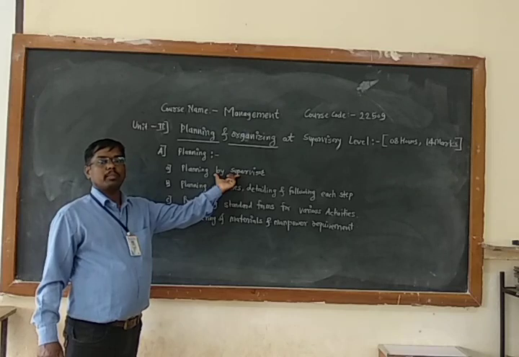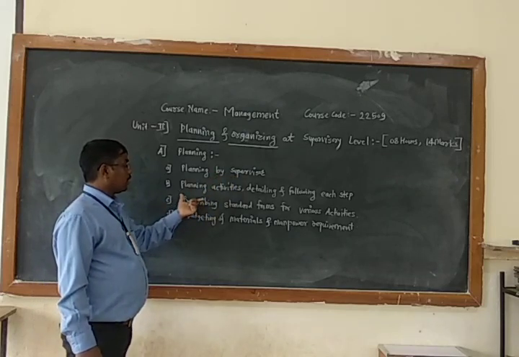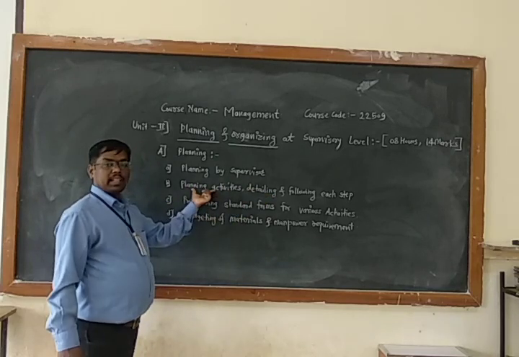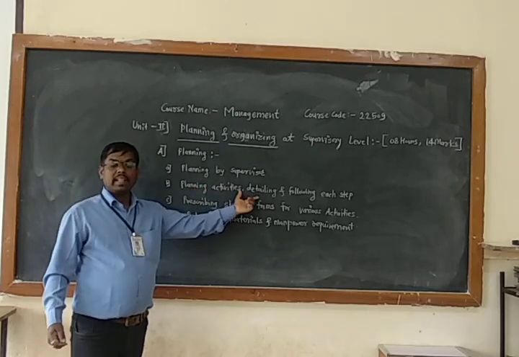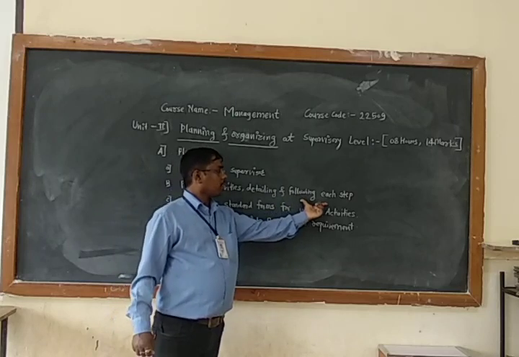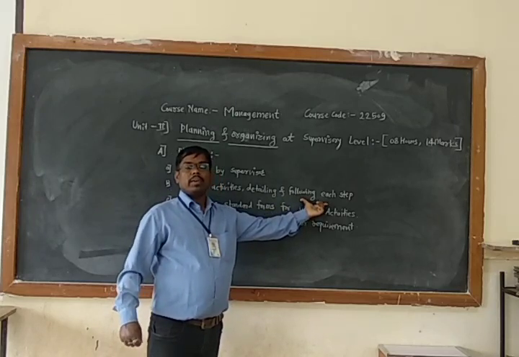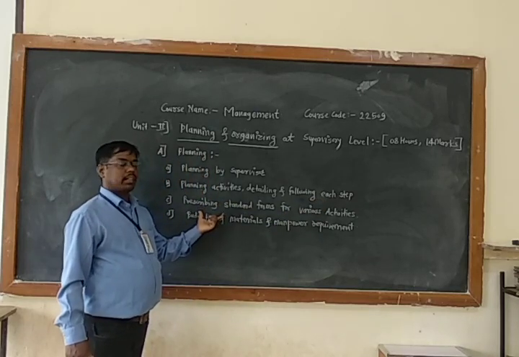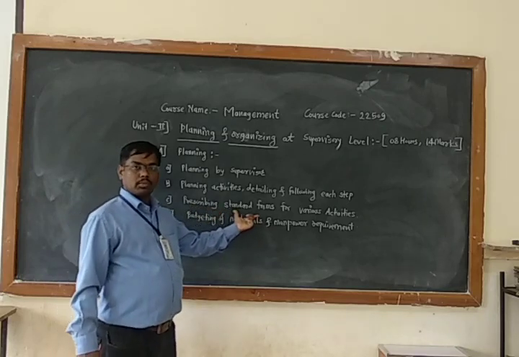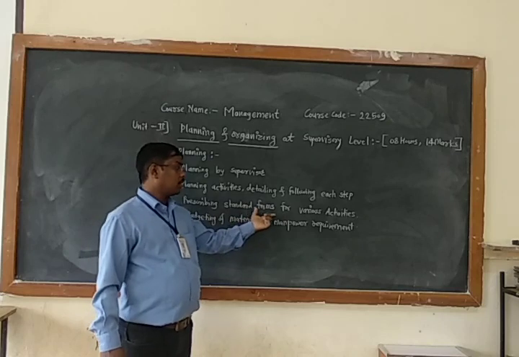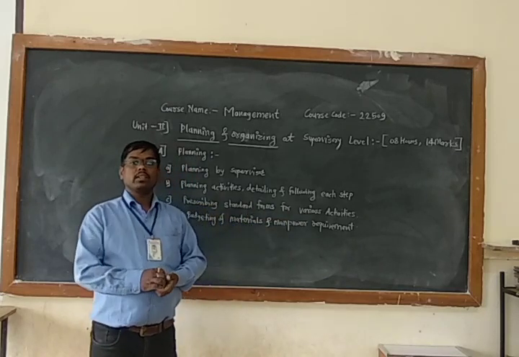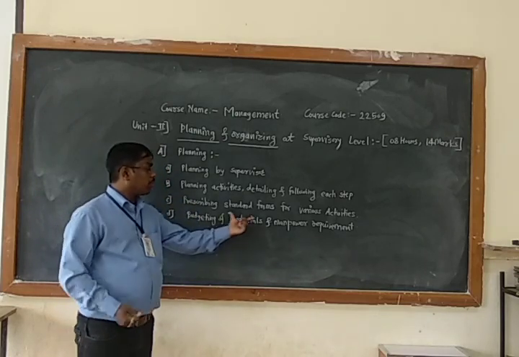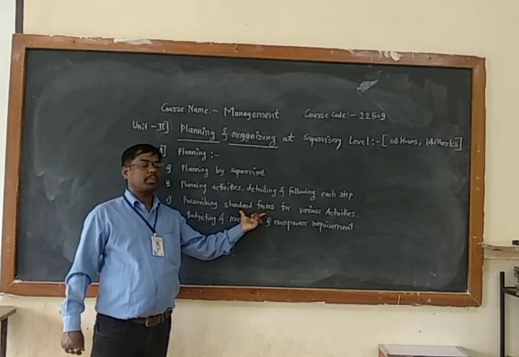So the first content is planning by that supervisor. The supervisor must do some planning before the implementation of work, planning activities, detailing and following of each step. The planning activities should be in the written format, the detailing of that particular process and the following of each step. The various steps are to be followed by that supervisor. The third function or third content should be nothing but the prescribing of standard forms for various activities. Each and every activity done by that industrial level should have some written format, and this should be called the standard forms to complete a particular operation.